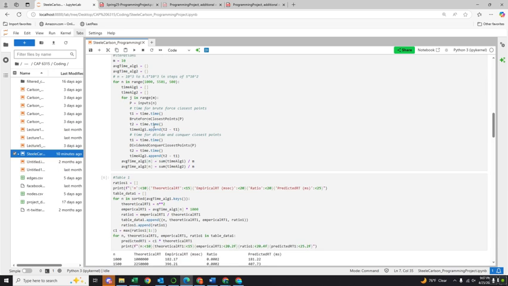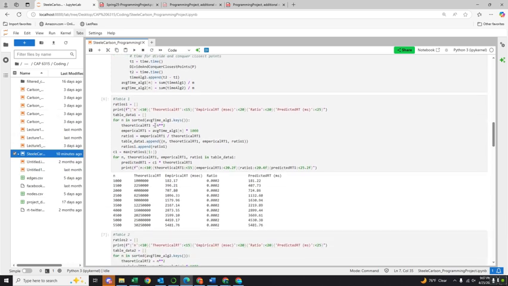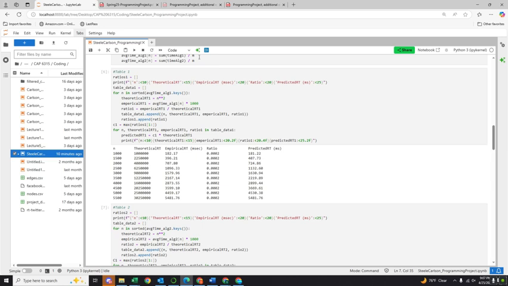Here's algorithm 1, algorithm 2, and then here are the calculations for the table to get empirical runtime, the ratio, which is empirical runtime divided by theoretical runtime, and then we can predict runtime from those calculations.